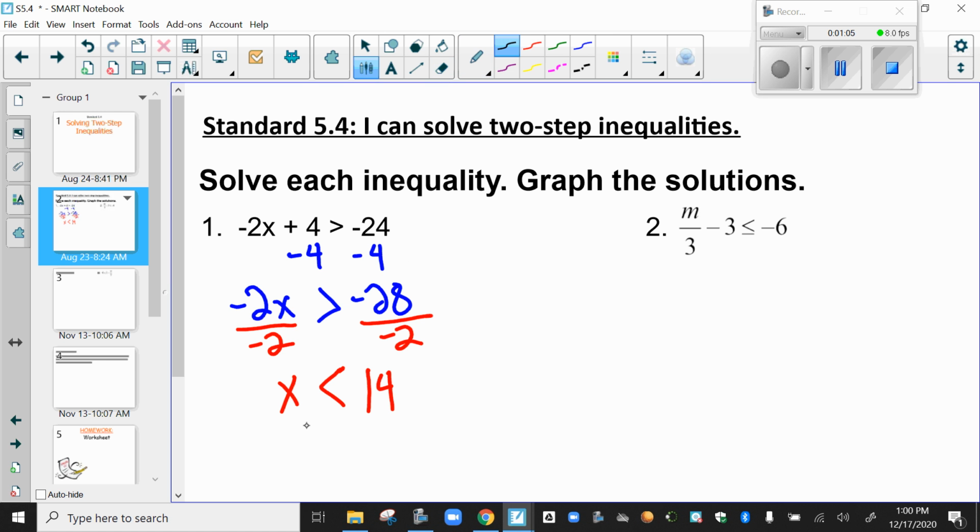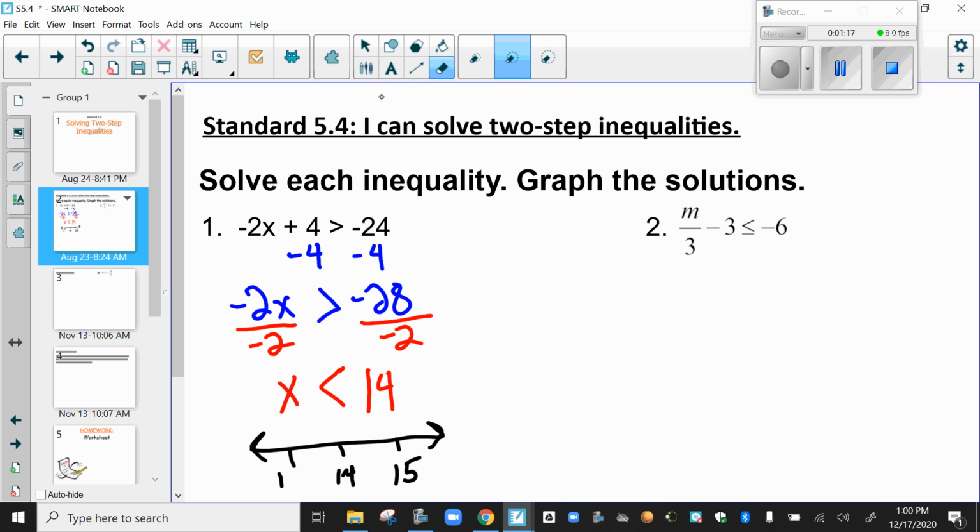We're going to graph our solution. Drawing a line, drawing arrows, putting a line in the middle with the number 14. This side goes up 1. This side goes down 1. I wrote the wrong number. I want a 13 there, not a 16. 13. Here. And then I'm going to graph that. Less than means I'm going to have an open circle and an arrow going to the left.